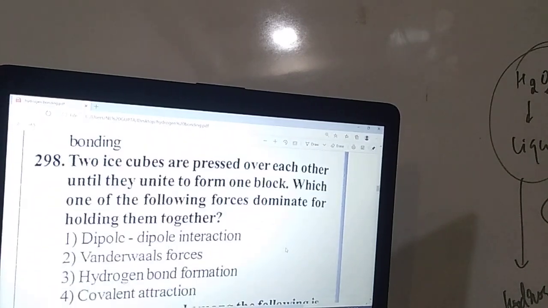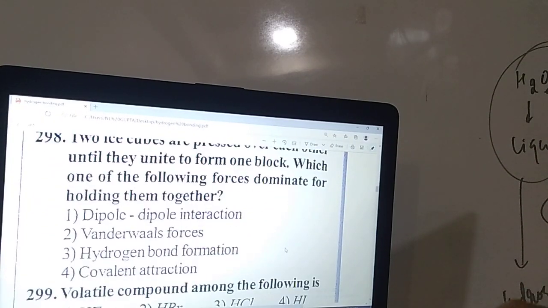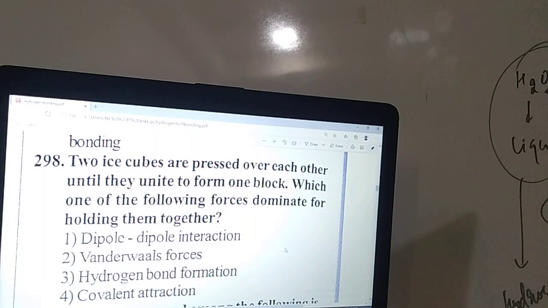Okay, now question number 298, student. Let us read out question number 298. So what would be question number 298? Two ice cubes are pressed.